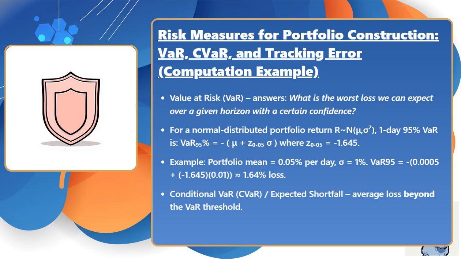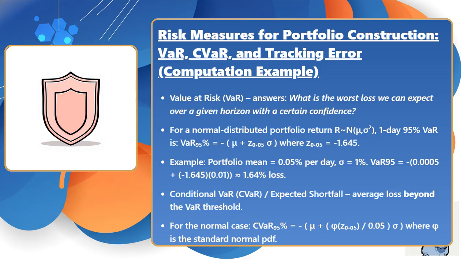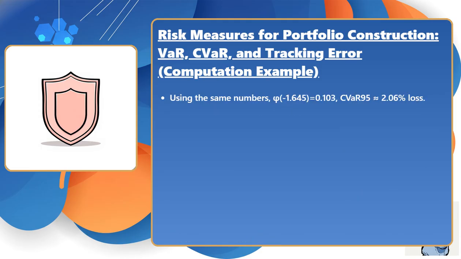loss. Conditional VaR, CVaR, expected shortfall: average loss beyond the VaR threshold. For the normal case, CVaR 95% equals negative open parenthesis mu plus open parenthesis phi of Z 0.05 divided by 0.05 close parenthesis sigma close parenthesis, where phi is the standard normal probability density function. Using the same numbers, phi of negative 1.645 equals 0.103, CVaR 95 approximately 2.06% loss.